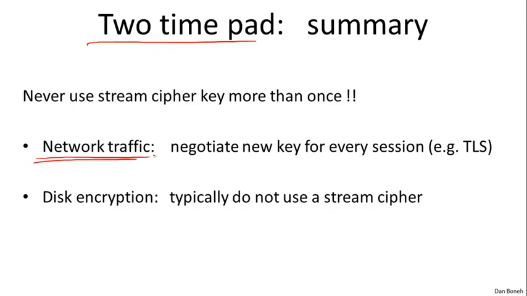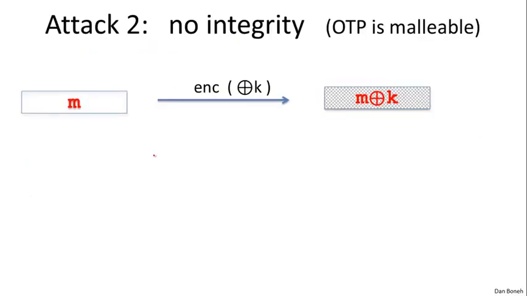Okay, so that concludes our brief discussion of the two-time pad. Next attack I want to mention is the fact that the one-time pad and stream ciphers in general provide no integrity at all. All they do is they try to provide confidentiality when the key is only used once. They provide no integrity at all. But even worse than that, it's actually very easy to modify ciphertexts and have known effects on the corresponding plaintexts. So let me explain what I mean by that. This property, by the way, is called malleability, and we'll see what I mean by that in just a second.